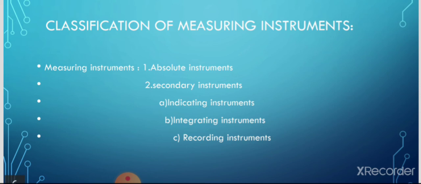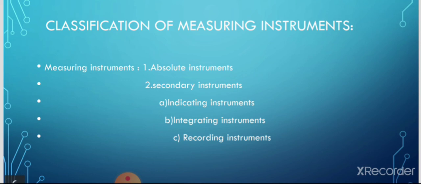Whereas in secondary instruments, the measured value is compared with the standard value. Those instruments are known as secondary instruments. The instruments which give directly the value of the quantity to be measured by the amount of deflection, which is calibrated with the absolute instrument, are known as secondary instruments. These instruments are classified into three types: indicating instruments, integrating instruments, and recording instruments.